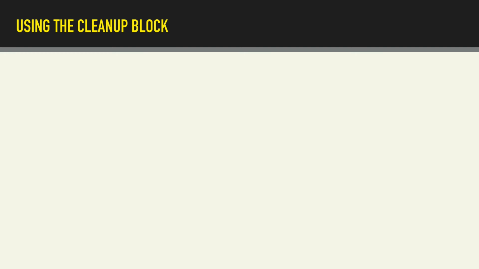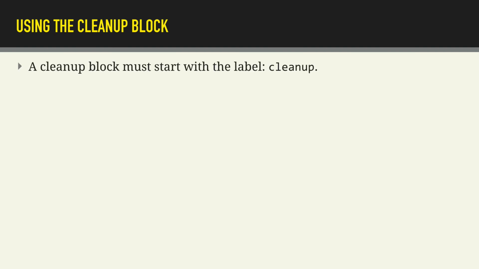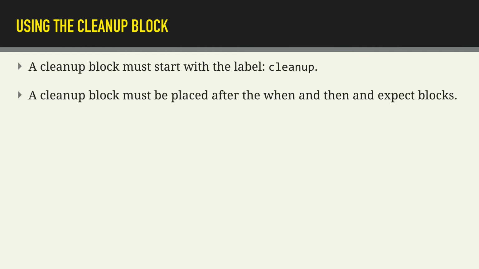A cleanup block is used to free the resources used by a feature method, and Spock guarantees that it is invoked even if the feature method throws an exception. We can create a cleanup block by following these rules. 1. A cleanup block must start with the label cleanup. And 2. A cleanup block must be placed after the when and then and expect blocks.